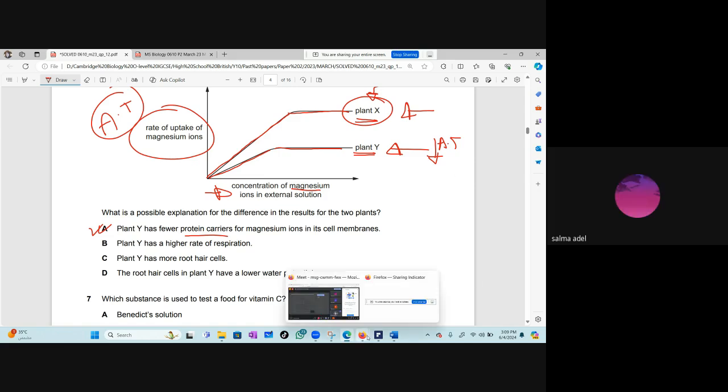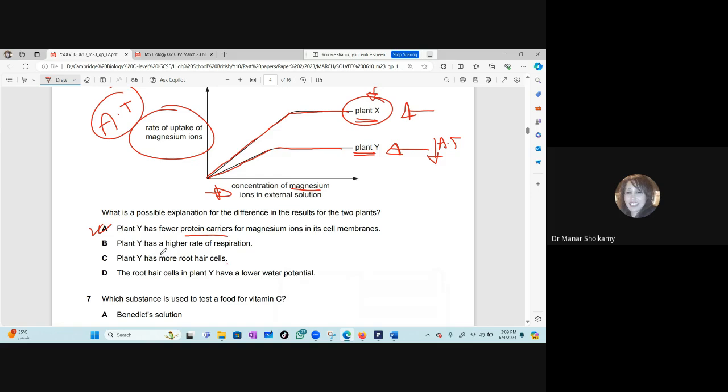Wrong. Plant Y has more root hair cells? Of course not. Plant Y took less magnesium. The root hair cells in plant Y actually did less diffusion and less active transport, and they don't have a lower water potential. If they had a lower water potential, meaning they are very concentrated, the water would move from out to in and the ions would move from out to in, and they did not take up magnesium ions. The opposite happens. So it's A.